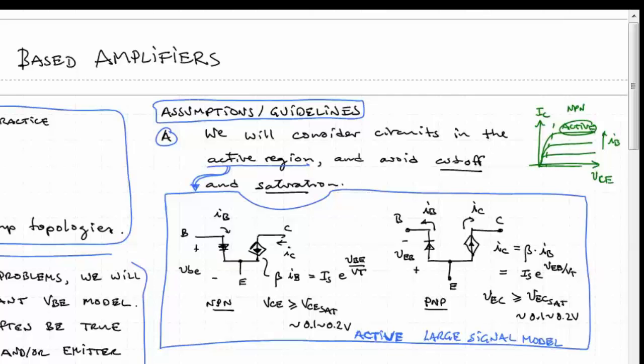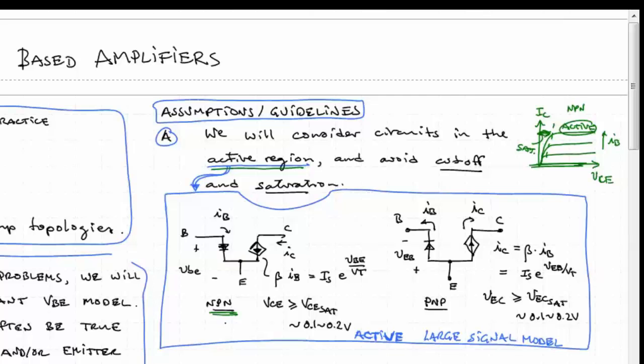We're not going to be in cutoff, which is down here, and we're not going to be in saturation, which is to the left there. So we're looking at the active region. In the active region, the model that we will use for an NPN transistor will be a base emitter junction diode and then a controlled current source from collector to emitter.